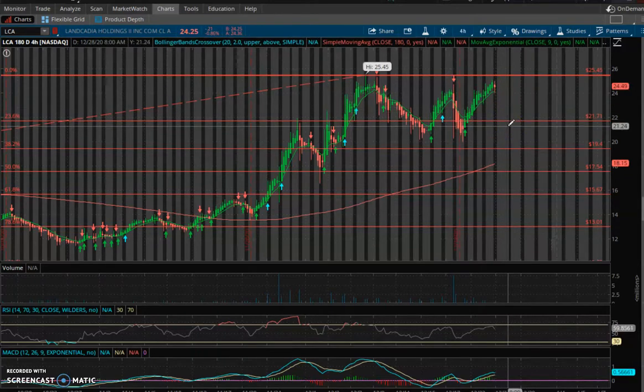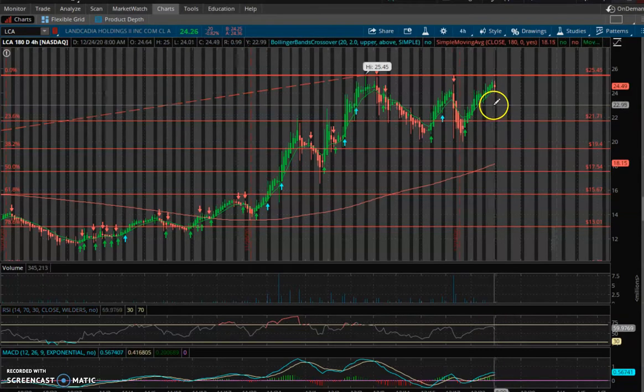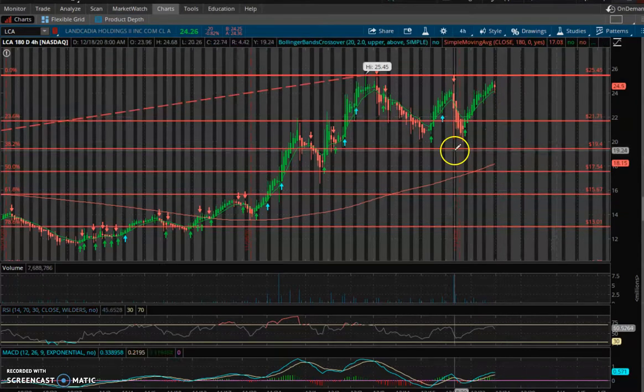I'm going to have a pullback, and then it makes me more aware of if I want to re-enter this stock. Now I need to pay attention to it, because over the next several hours, I might be able to find a good entry point.